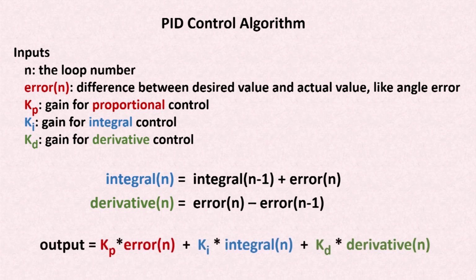The PID control output is the sum of 3 parts. The proportional part is Kp times the error. The integral part is Ki times the integral. And the derivative part is Kd times the derivative. Now we'll program the PID Control algorithm.